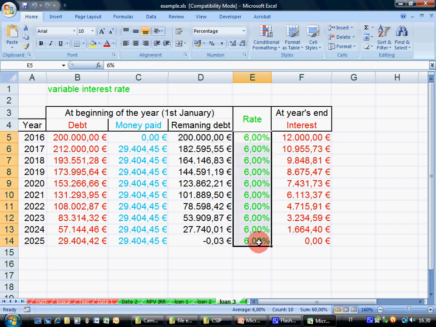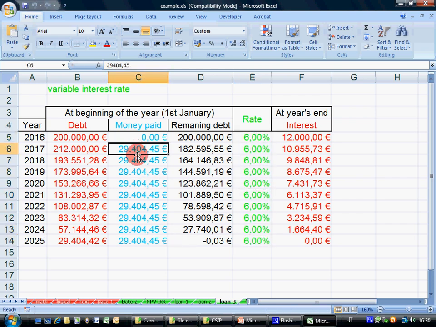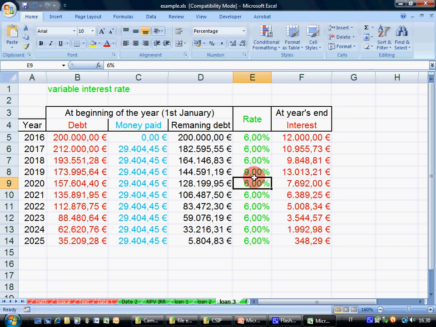So if the interest rate is 6%, as usual, with a payment of 29,404.44, the debt of 200,000 euros is repaid within 9 years. So exactly as before. Now let's complicate the thing a little bit. Suppose that, for example in 2019, instead of having an interest rate of 6%, economic conditions get worse and the interest rate rises to 9%. Okay? So we make this modification.